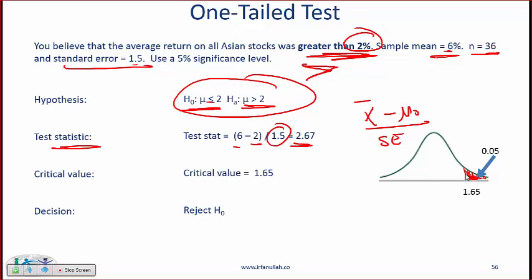Yes, you can, because now the test stat is greater than the critical value. Had the test stat been in this range, then you would not have rejected the null. But here you can reject the null hypothesis.